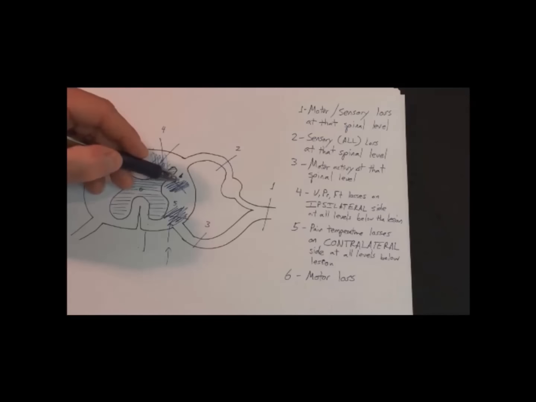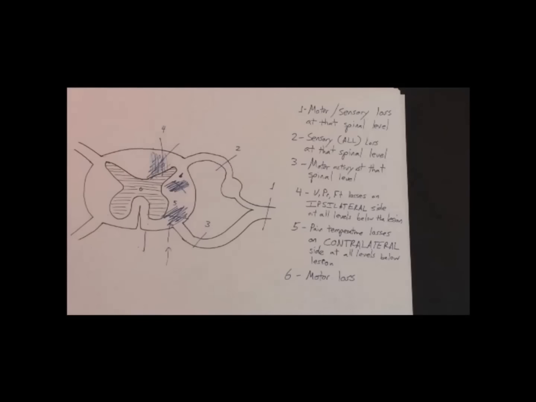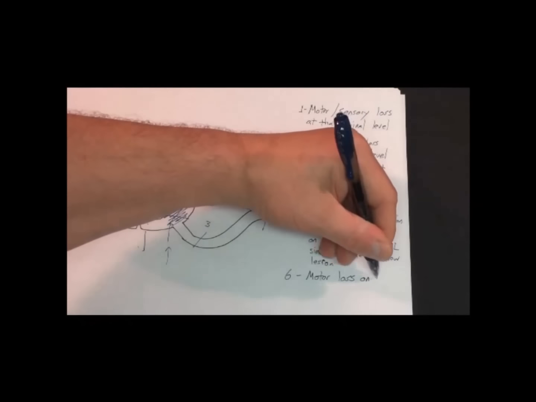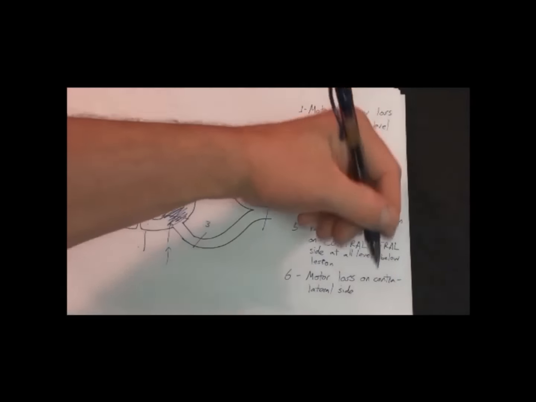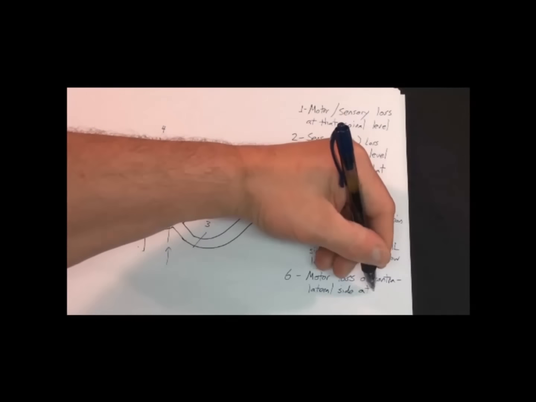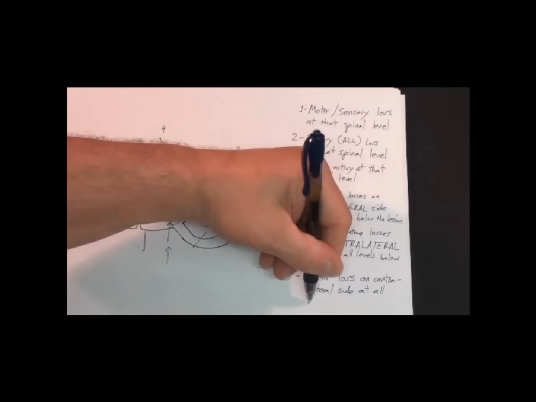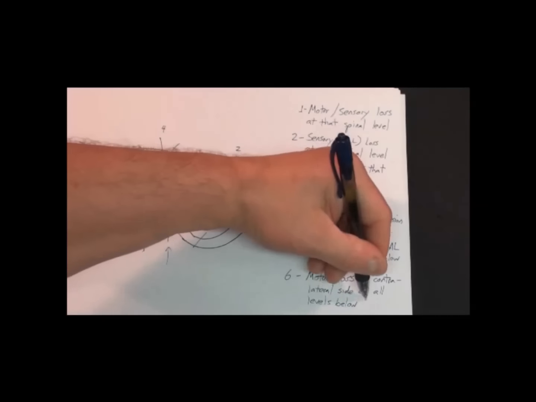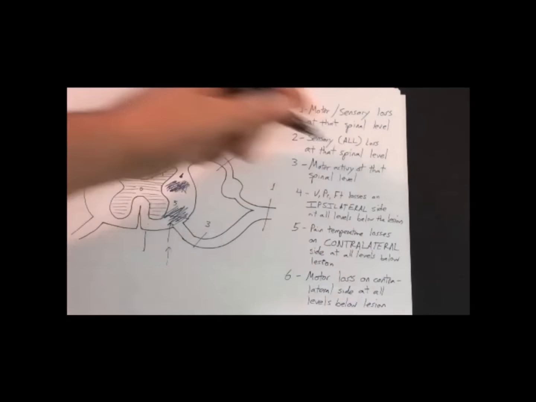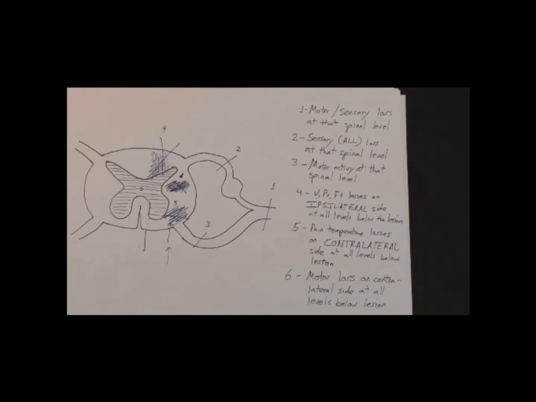Now these guys decussated way up in the brainstem, so that's been long done. So it's going to have motor loss, and if it's wiped out this whole area, it's wiped out all the levels below the lesion. Alright, so that takes us through all of those guys individually.